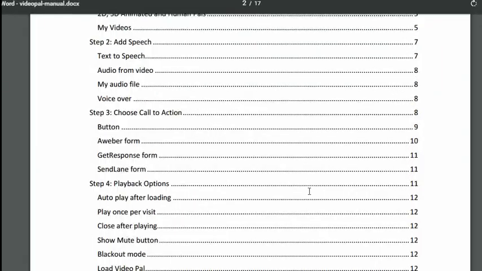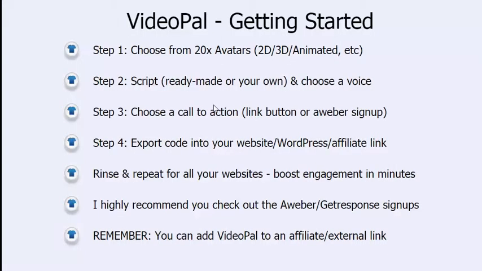Like I say, I know there's this manual here, but really it was so quick that I didn't even have to go through the steps. But the steps really are simple. We choose an avatar, we enter our script, and also choose a voice. We decide on a call to action and customize things, and then we export our code into our website, WordPress. Oh, and I've also put here affiliate link.